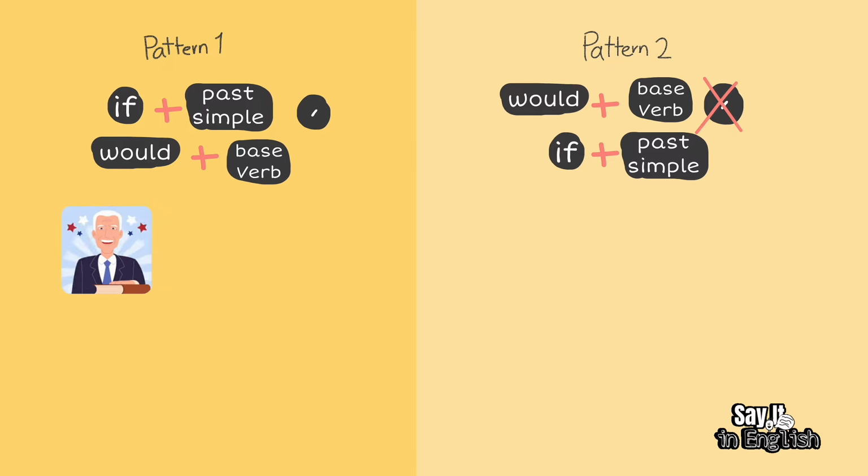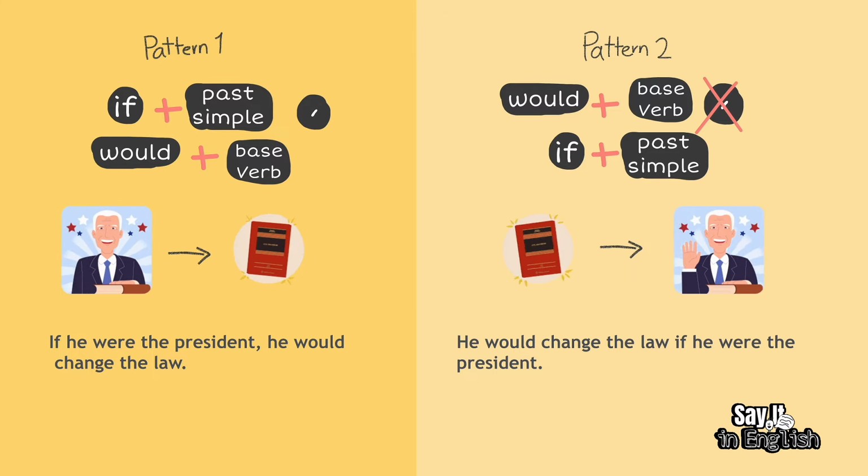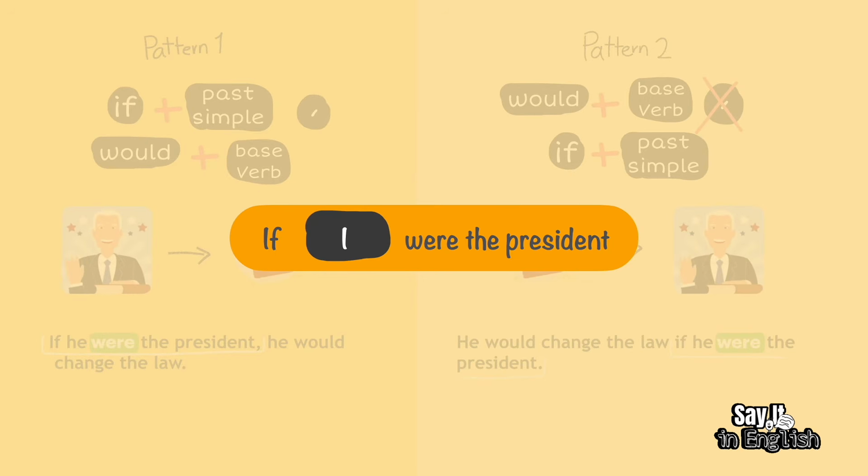Now, consider this sentence. If he were the president, he would change the law. Or the flipped order with the main clause leading. He would change the law if he were the president. Did you notice that the past form of the verb be is were? Was becomes were in the if clause of a second conditional sentence, no matter what subject, pronoun, or noun is used.